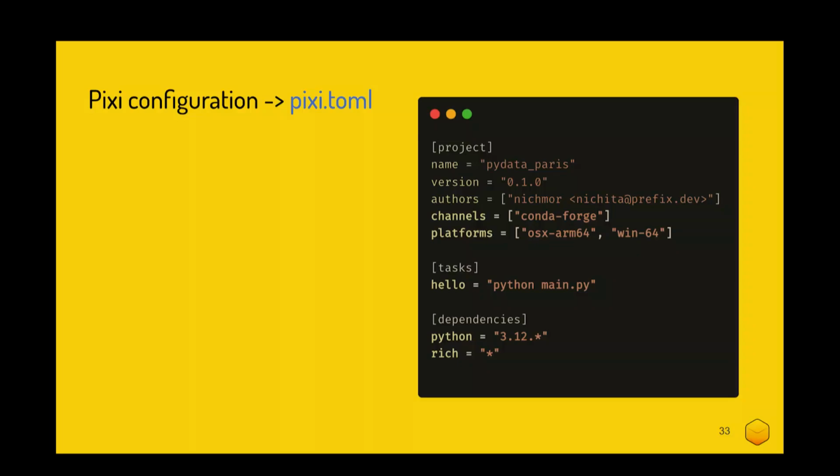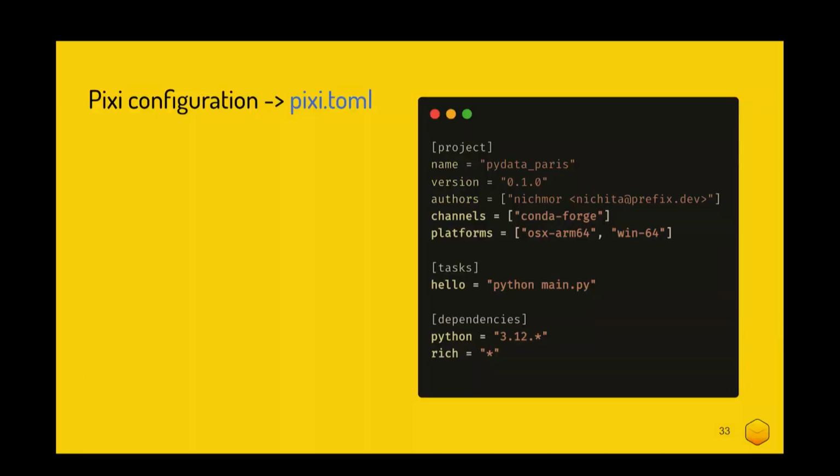So in our case, we support OS X and Windows, and it means that if a user from Linux tries to run the project, they will receive a very nice error that this project does not support Linux, instead of guessing why it doesn't work or why they cannot install it. Also, we have a tasks table. Here you will add your tasks for your project. We have just a very minimal one, hello world, that will run Python and a script.